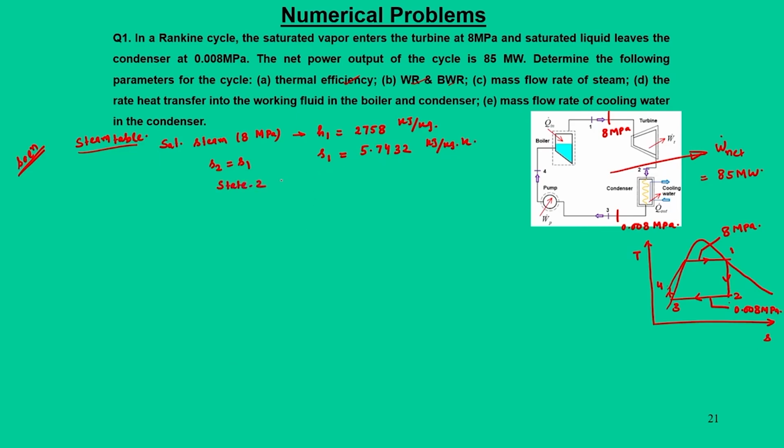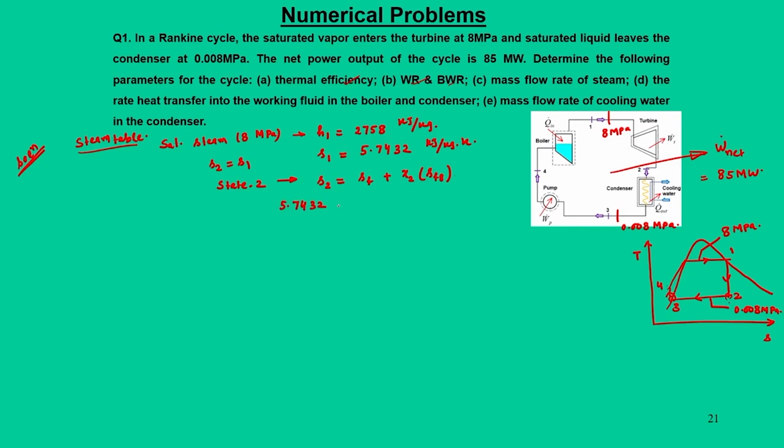So, at state 2 we can find out S2, and that is nothing but your S1. S2 is equal to SF plus X2 into SFG. SFG is nothing but SG minus SF. So, at this point we need this data, and from this data at state 2 we can recalculate, since S2 is equal to S1.